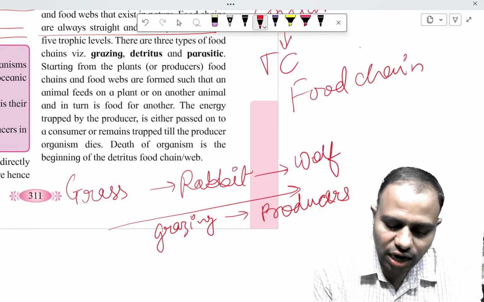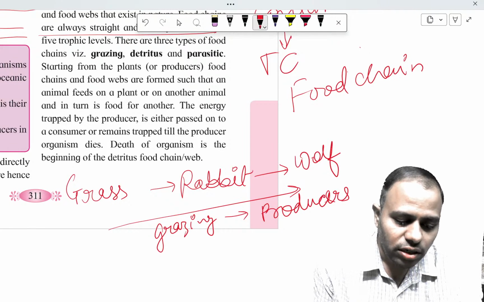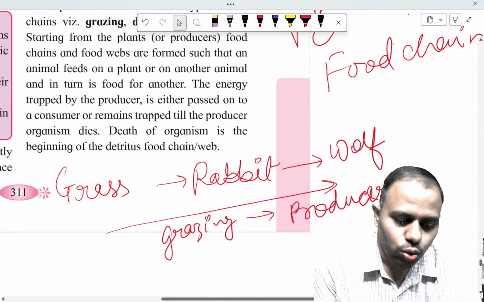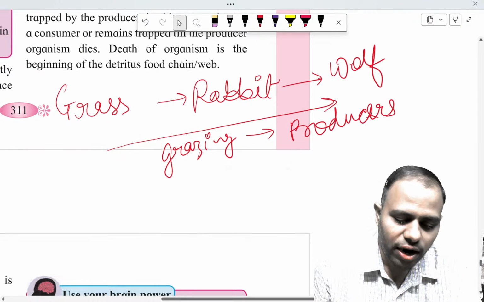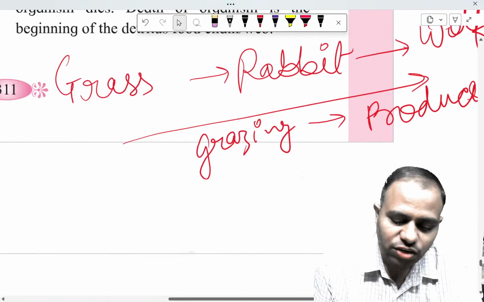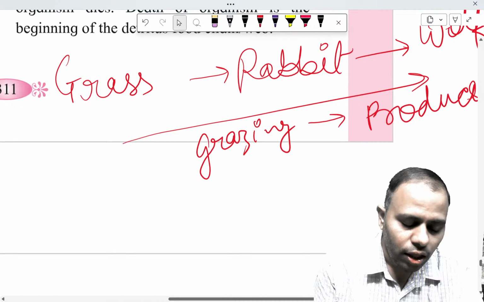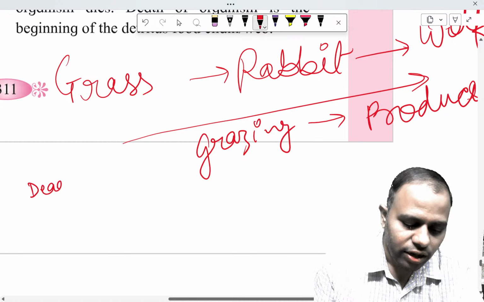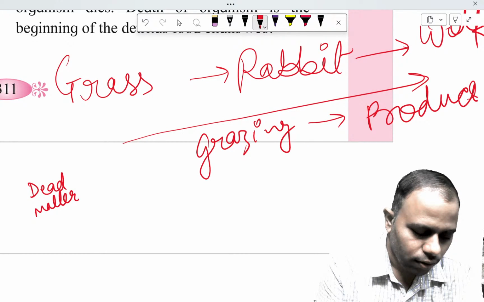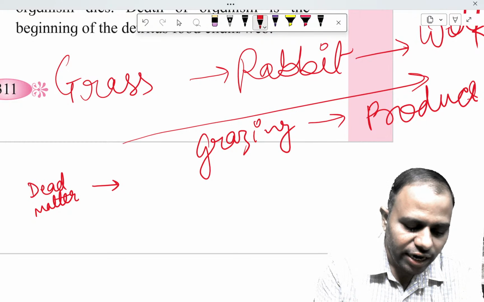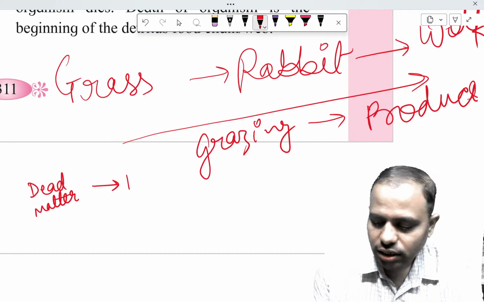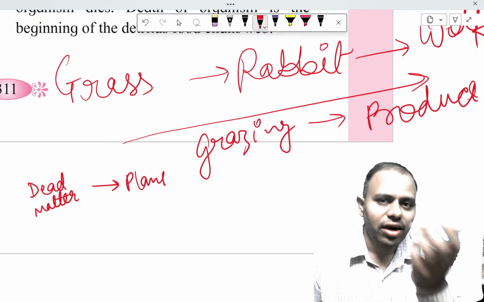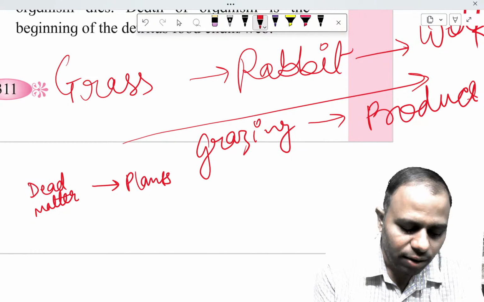Next is the detritus food chain. There are three types of food chain, students, that I am explaining to you. The first type is called the grazing food chain. The second type of food chain starts with dead matter. This dead matter is degraded and minerals are released into the soil and taken up by the plant. So the chemical energy that is released by dead matter is taken up by the plant.